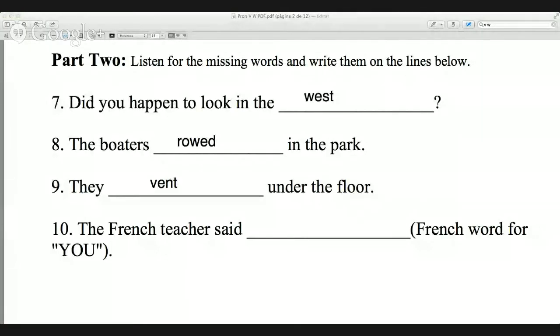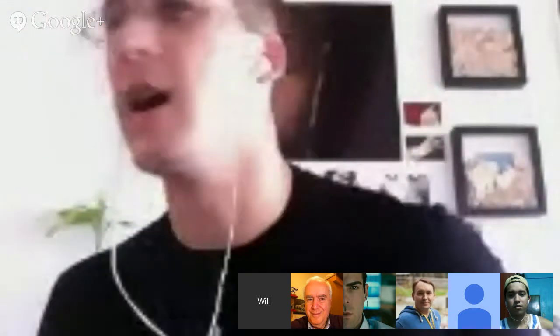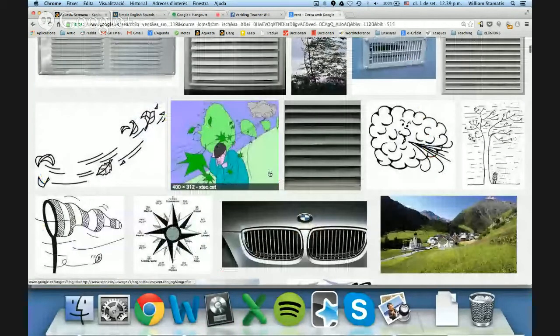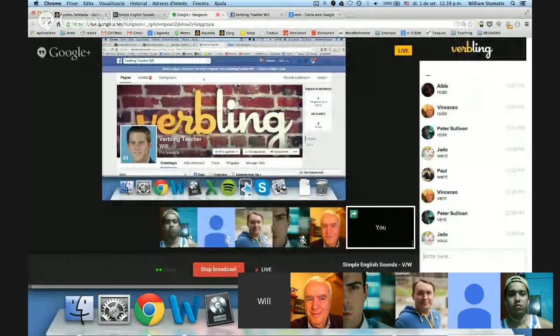And then the last one is a small advantage for you French speakers. This is the meaning of this vent. A vent can be like a physical thing. Do I have a vent in here? Let me show you. It's something that you have in a house, where air can blow out of. You also have that can be a verb. So yes, they vent under the floor.